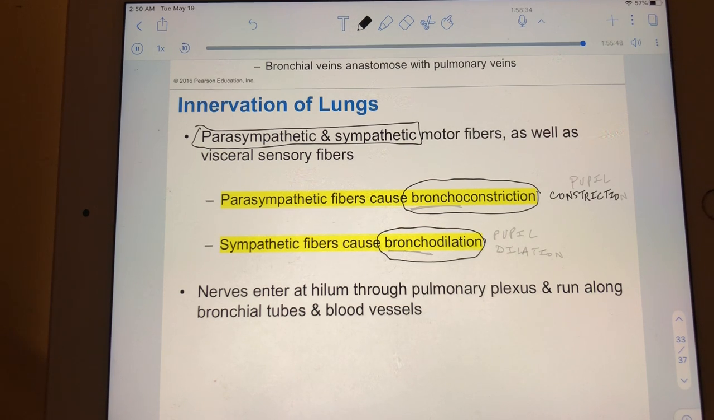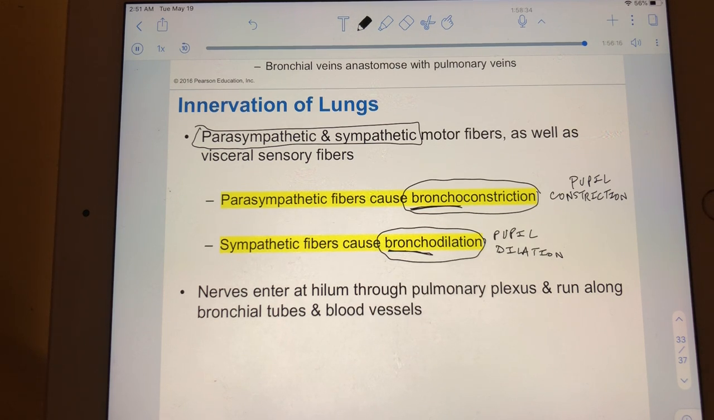So if you already have that down from 241, then you can hopefully remember, oh, bronchioles are the same way, okay? Whereas sympathetic fibers bring about pupil dilation. Oh, bronchioles are the same way. Maybe that will help, I'm not sure. But whatever you need to do, keep it straight.